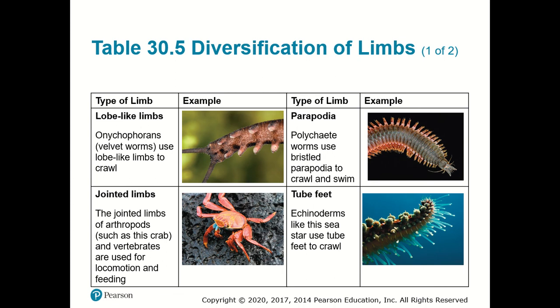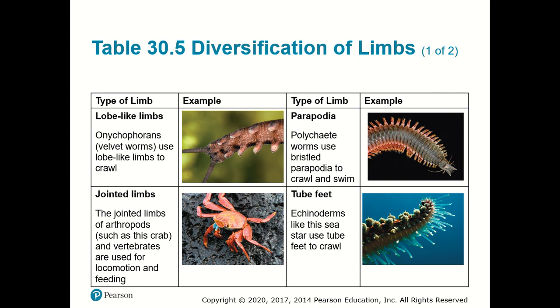So in order to move, we need limbs. So animals need limbs. There's different kinds of limbs. We're looking at 4 different types here. We are looking at lobe-like limbs, 2 feet, which are 2 types of limbs that rely on hydrostatic pressure.